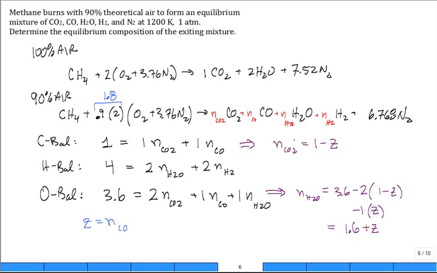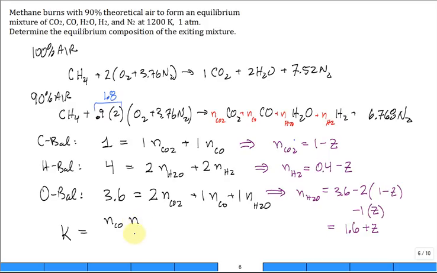And then you could come back to this equation and you'll find that the number of moles of H2 is equal to 0.4 minus Z. We stick them into our chemical equilibrium equation. Let me make room for that. So we have K is equal to the number of moles of CO, number of moles.